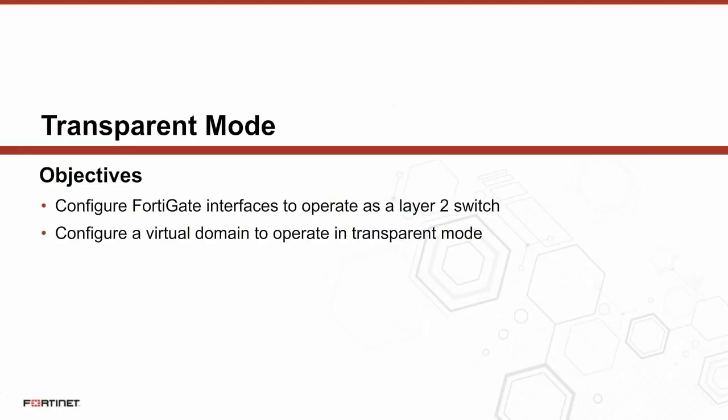After completing this section, you should be able to configure FortiGate interfaces to operate as a Layer 2 switch, and configure a virtual domain, VDOM, to operate in transparent mode. By demonstrating competence in understanding and configuring transparent operation mode, you will understand a key component of implementing Layer 2 switching on FortiGate.